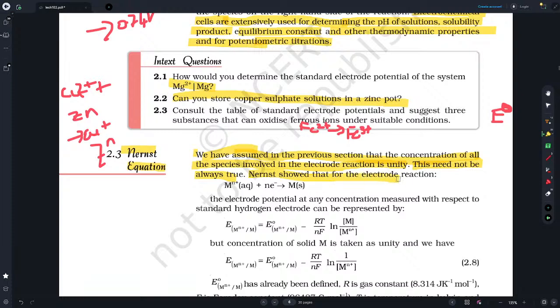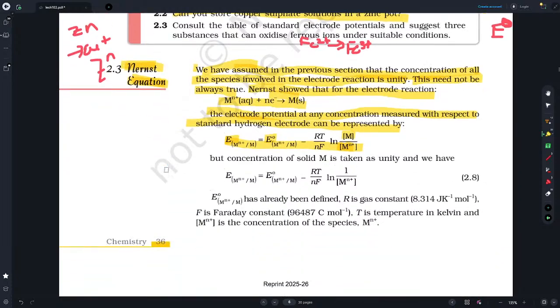Nernst showed that for the electrode reaction, metal ion with some charge plus electrons turning into metal, this is the reduction half reaction. The electrode potential at any concentration measured with respect to the standard hydrogen electrode can be represented by E0 being the standard electrode potential and E being when there is no unity. E, the electrode potential, equals standard electrode potential minus RT over nF, R being the gas constant, T being temperature, n being the number of electrons, and F being Faraday's constant, times ln of metal concentration over metal ion concentration. This is the main equation, what we call the Nernst equation, the basic form of the Nernst equation.